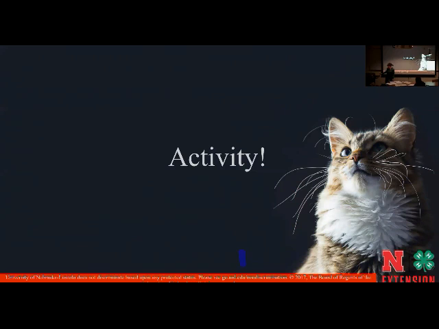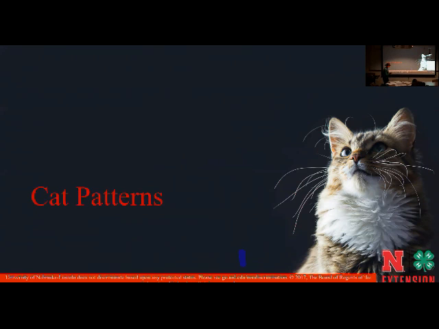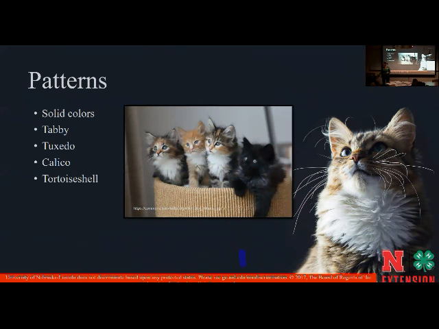All right, so let's go ahead and talk about some patterns, and then we'll do those next question sheets. You have already mentioned some patterns, so you are familiar with some already. So pattern cats: we talked about solid colored cats, but we can have tabbies, tuxedo, calico, tortoiseshell. I want to talk about what makes each of those unique, or how we would identify those types of color patterns.